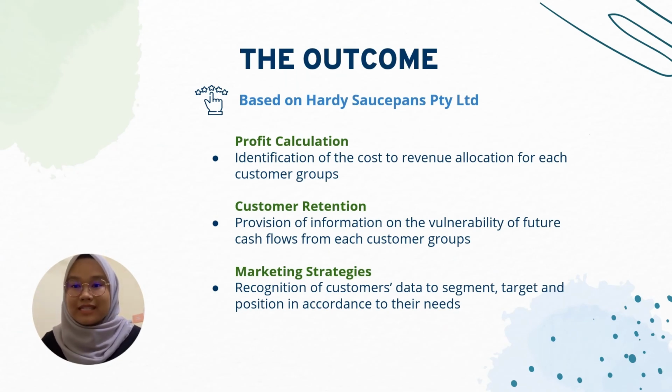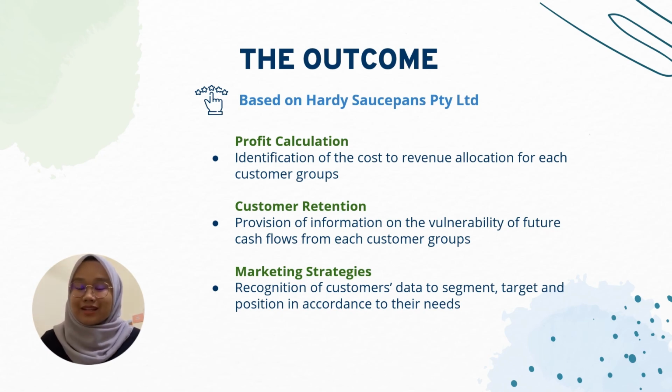From the CPA analysis, the information on the strategic performance that can be extracted are: firstly, the profit calculation. Through the analysis, the company is able to identify the activity cost to revenue allocation for each group, which allows them to point out which customer group brings the highest profit for the company. Secondly is the customer retention.